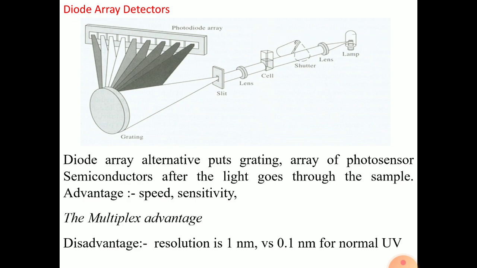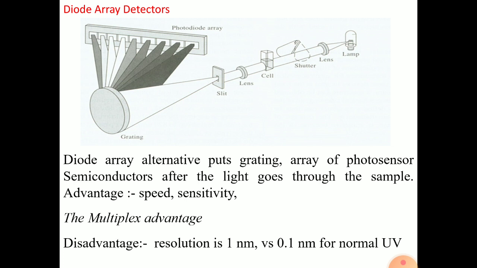Next is the diode array detector or photodiode array detector. Array means a sequence. At the top, the photodiode array will be there, a sequence of a number of semiconductors. First the lamp will be there and the sample cell. When the light is transmitted through the sample cell, it reaches the photodiodes. An array of diodes will be there.